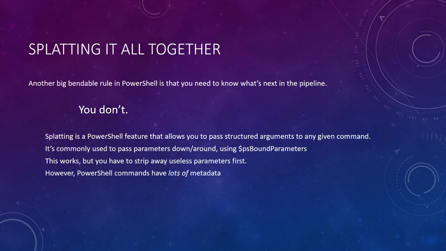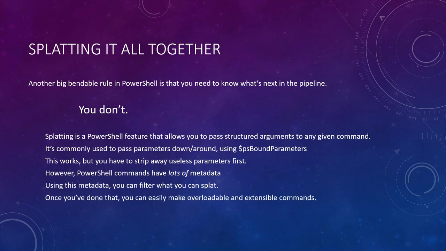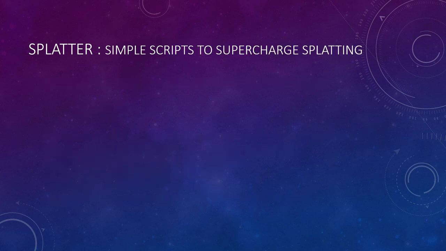So if I'm piping command A to command B and they don't have exactly the same parameters, it becomes kind of tedious. However, PowerShell commands have a lot of metadata that we can work with, and this actually can allow us to kind of solve this problem. We can filter what we can splat. This is really repeatable, really tedious code, but using it appropriately allows you to have commands that are eminently pluggable. Once you're done, you can basically make any command overloadable and extensible. So I can say this command takes this sort of signature, or will be passed to any given command that meets these parameters. It's a very fun approach. And I, of course, being a PowerShell geek, wrote a module to make it all work. That module is Splatter. Simple scripts to supercharge splatting.